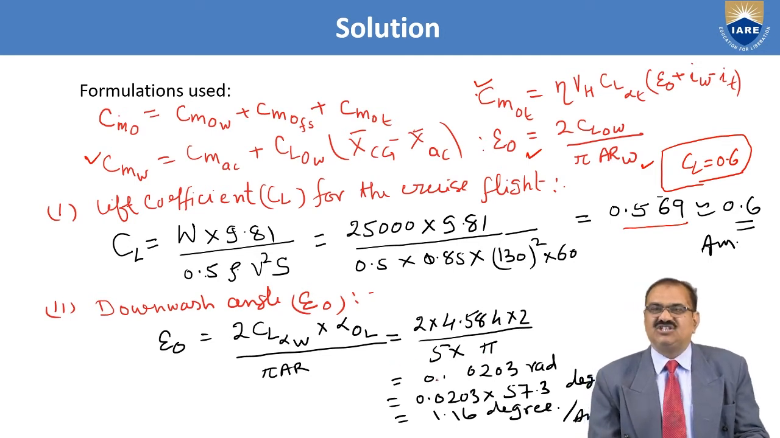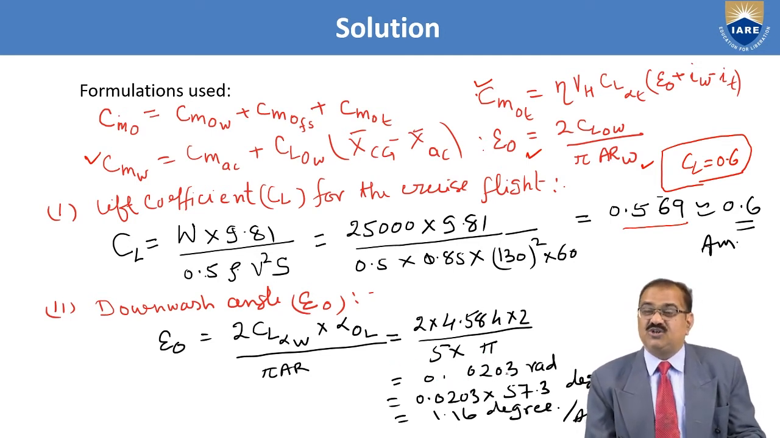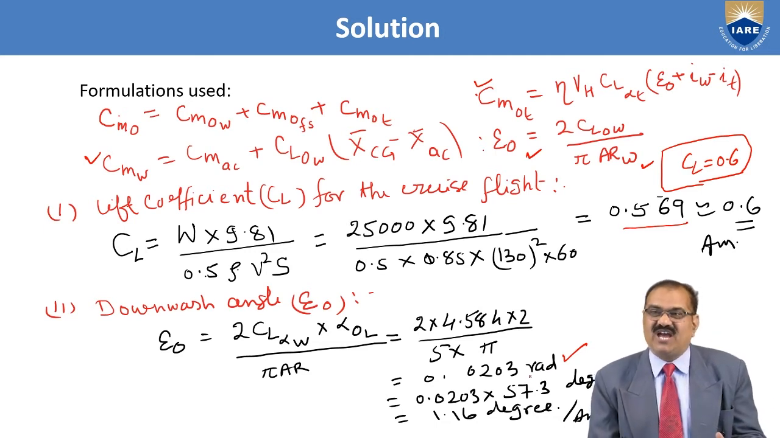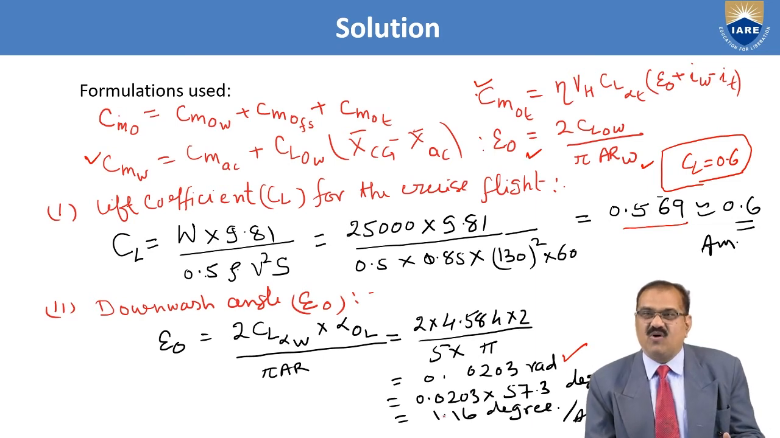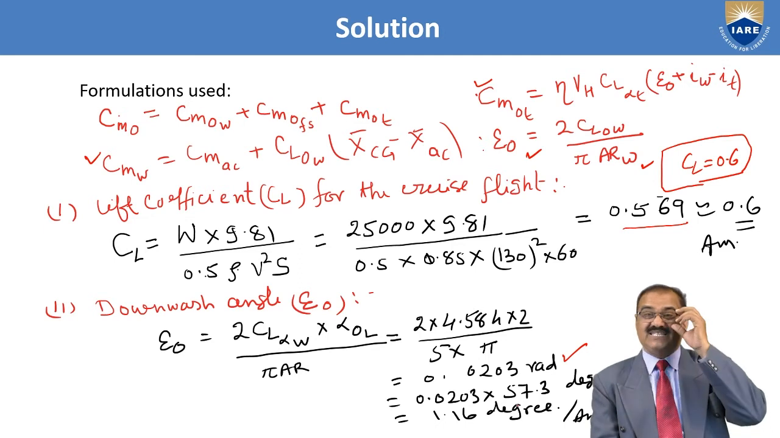So here we will get 0.0203 radian. This radian we have to convert to the degree because other parameters are given in degree. So we have to multiply by 57.3. So we will get 1.16 degree. So this is the downwash.